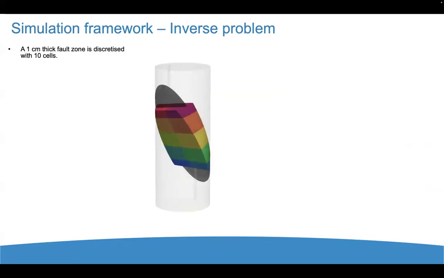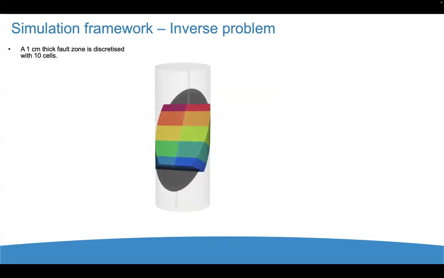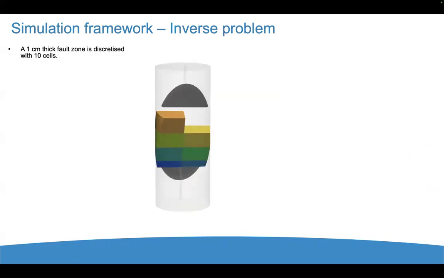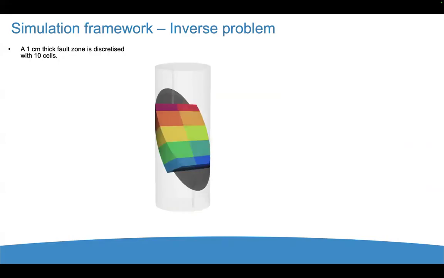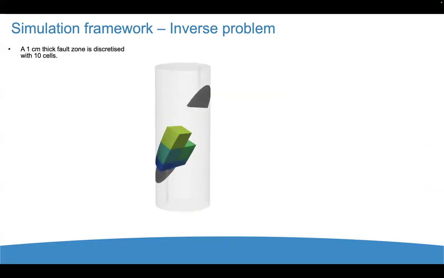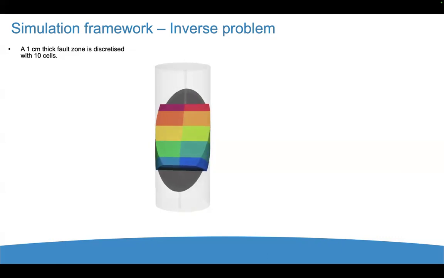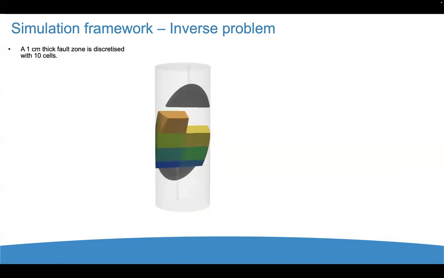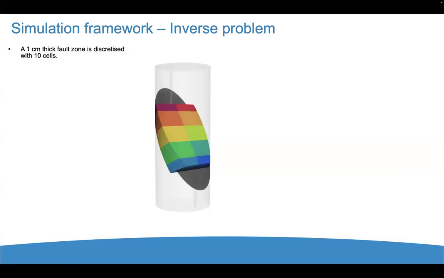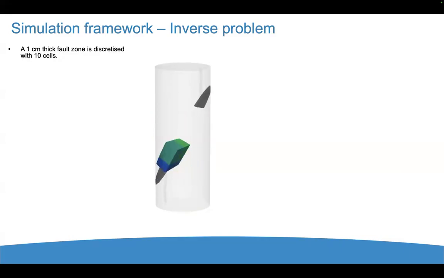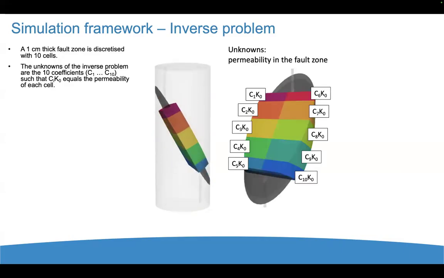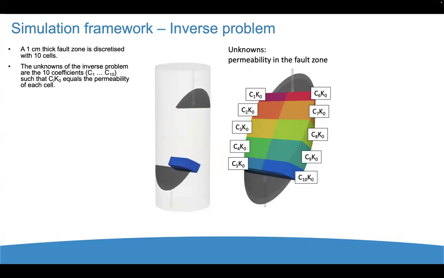assume that the fault is propagating over a thickness of 1 centimeter, and this was based on the measurements on the post-mortem sample. We could see the extent of the fault on the sample. And then we assume that we discretize the permeability in 10 cells. So each cell has an individual independent permeability. And we monitor the evolution of this permeability in each cell.